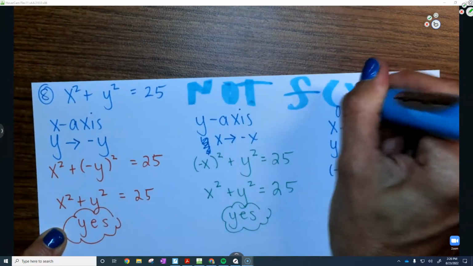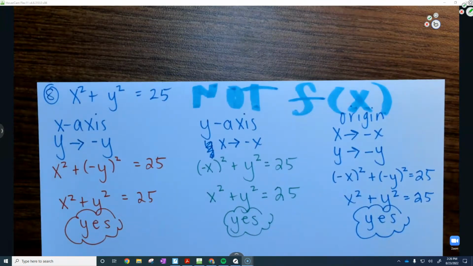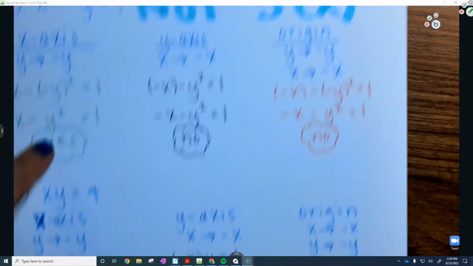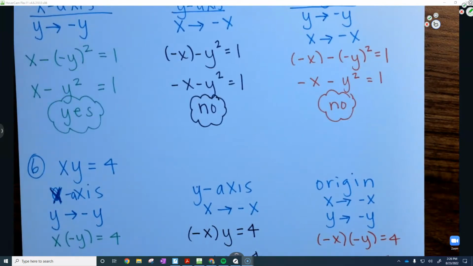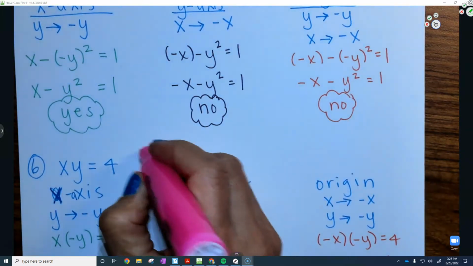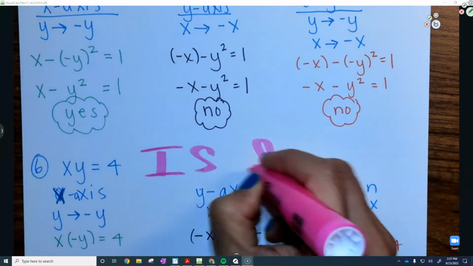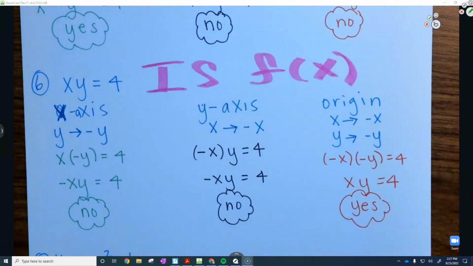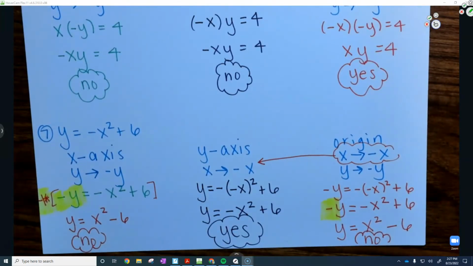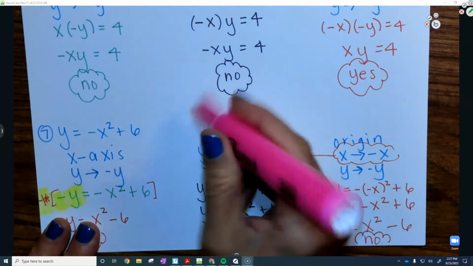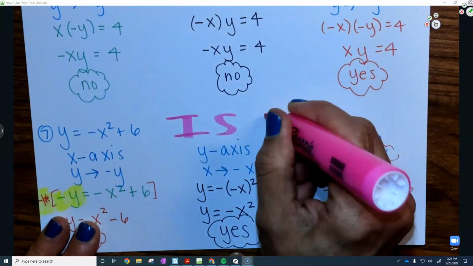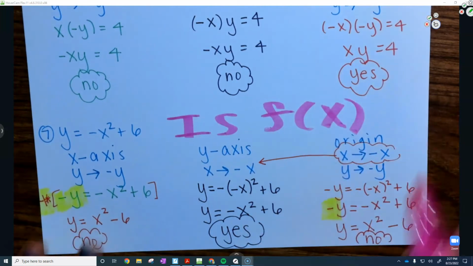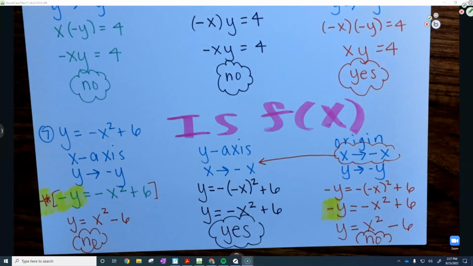What about the others? Where we got no's on the x, it is a function. Number 6 is a function. Number 7, was number 7 a function? Yes. Remember, yes on the x means no on a function.